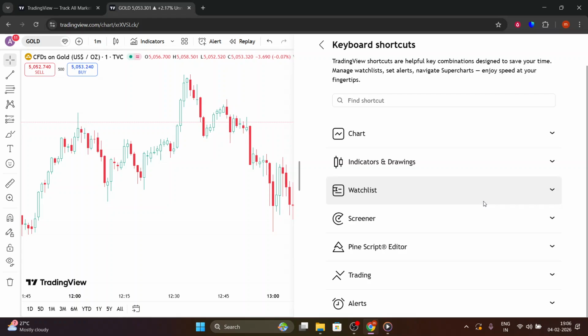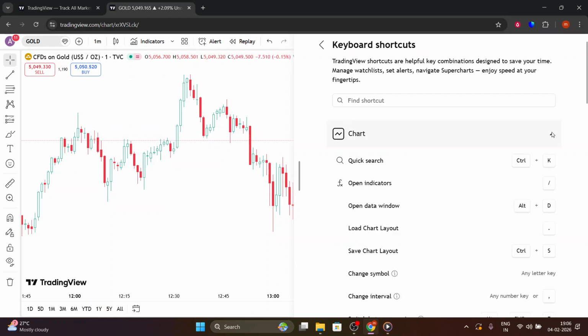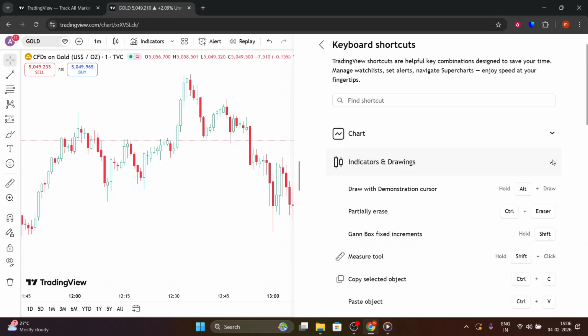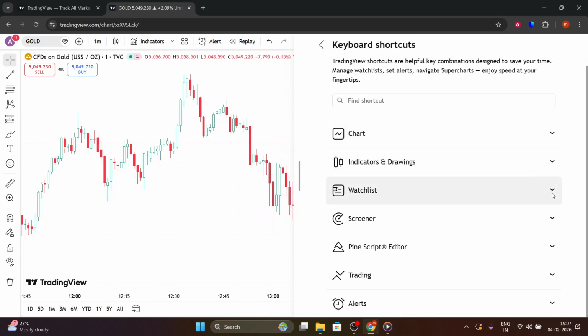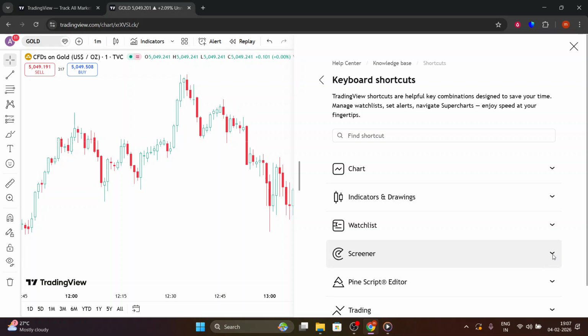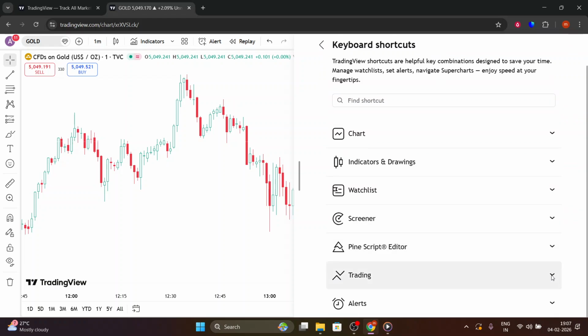Inside this panel, everything is organized so you can find what you need quickly. You'll see categories like charts, indicators, and drawings, watch list, trading, and others. Browse to the category that matches what you want to control. Charts covers navigation and chart actions. Indicators and drawings is for tools like trend lines and indicators. Watchlist focuses on symbol management, trading covers order-related actions, and others catches various utility commands.